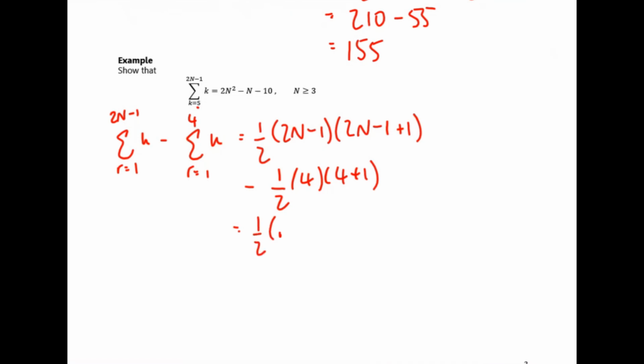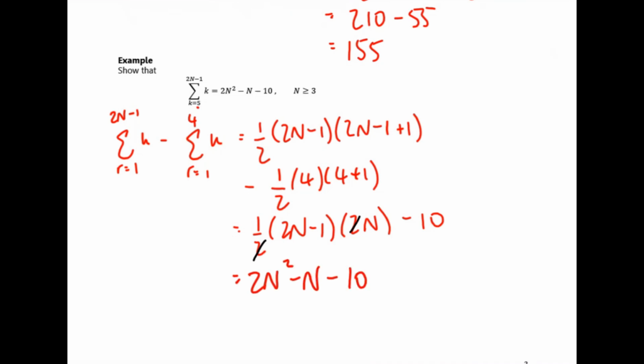Simplifying this, we've got a half times 2n minus 1. 2n minus 1 plus 1 goes to 2n, and obviously that 2 cancels with that. And here we've got a half times 4 times 5 gives you 10. Expanding this out gives 2n squared minus n minus 10, which is what they asked for. The condition n is greater than or equal to 3 is just to make the top work. If you had n is 2, for example, you'd get 3 on the top, which is lower than the 5 on the bottom, and you can't have that.